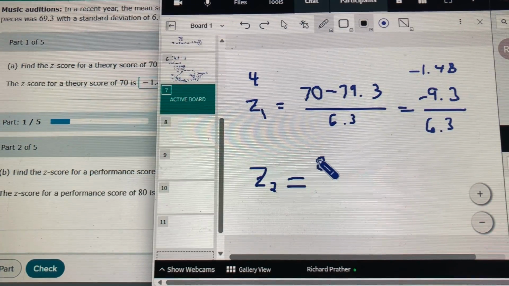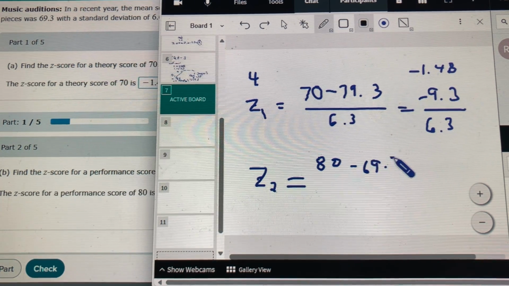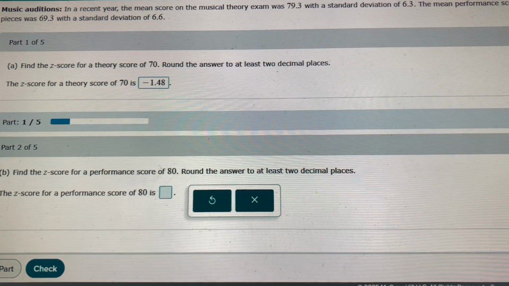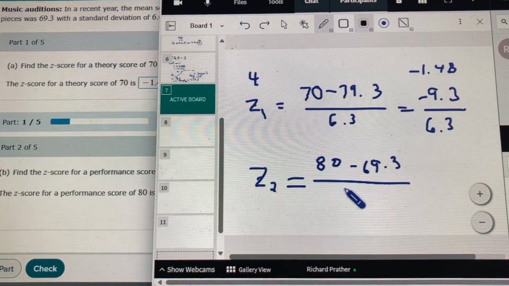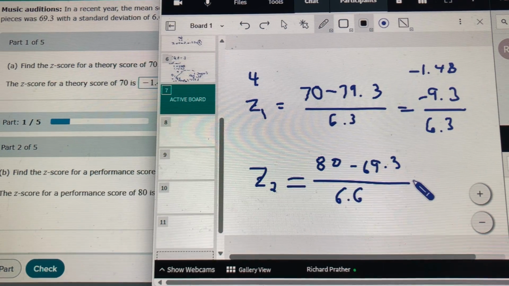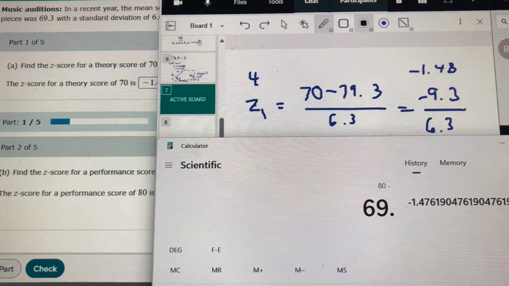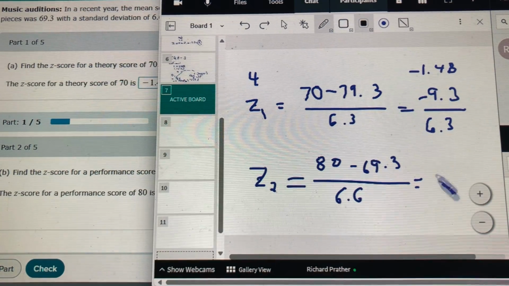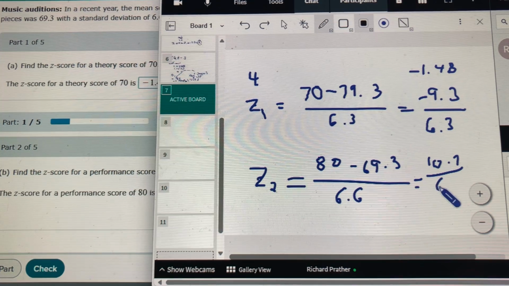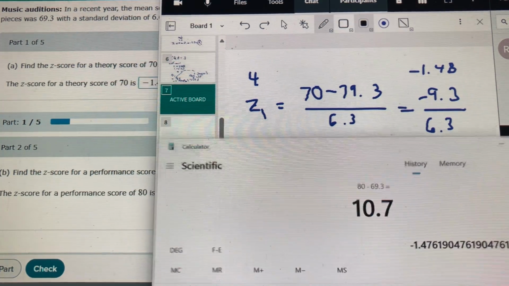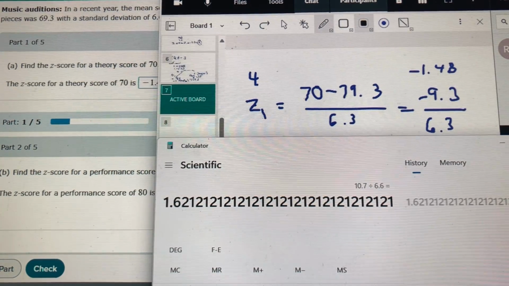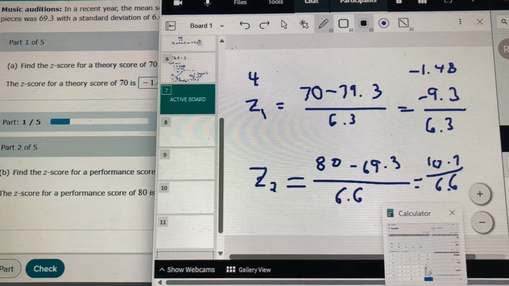So 80 minus 69.3, divided by this 6.6 right up there. And this is going to be positive, so clearly it's better. 80 minus 69.3 is 10.7, divided by 6.6. They're positive 1.62.